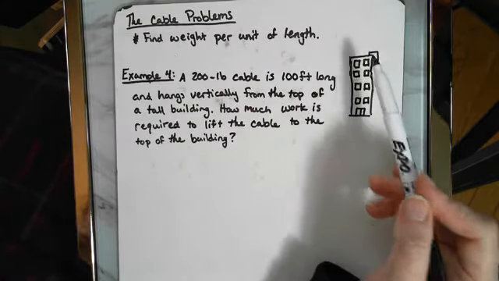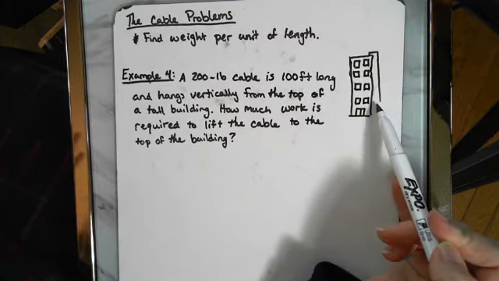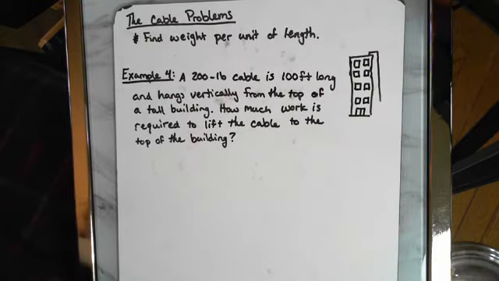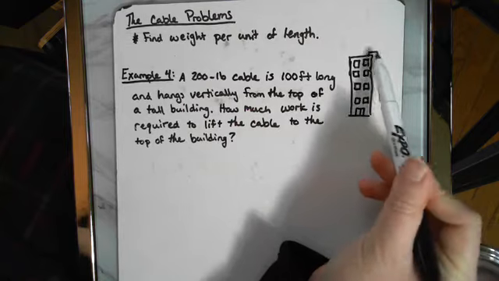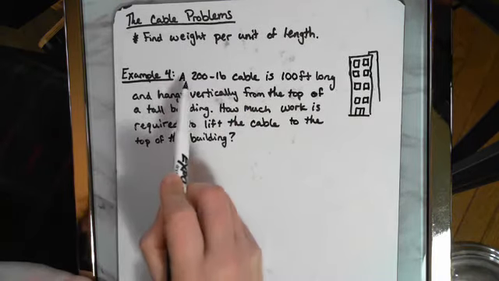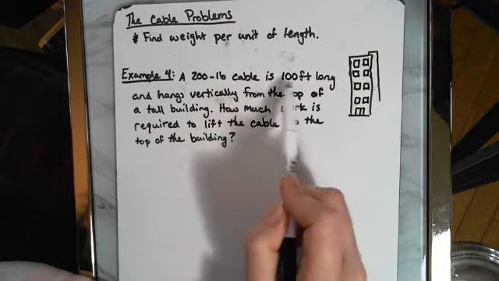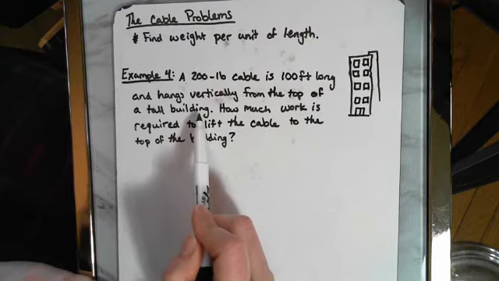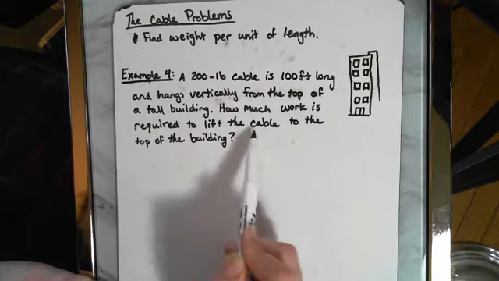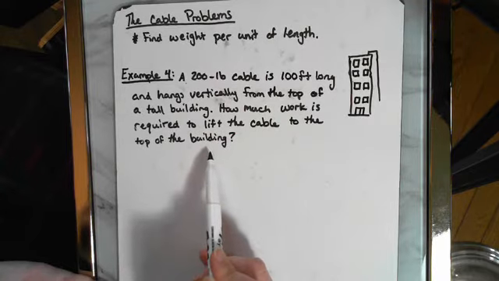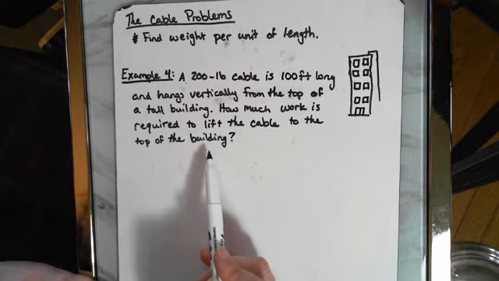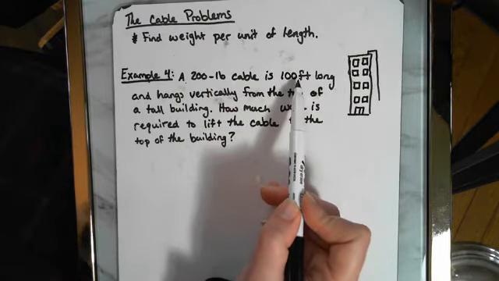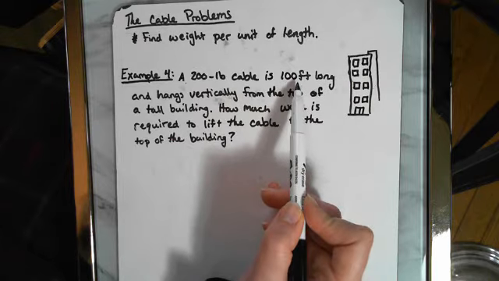So generally what they're going to do is they're going to have a cable suspended over the edge of a building. For some odd reason, they do that. And then they're going to ask you to find the amount of work to reel it in to the top. So in this example, I have a 200-pound cable that is 100 feet long and hanging vertically from the top of a tall building. How much work is required to lift the cable to the top of the building? Okay, so step one in this is finding the weight per unit of length. Now, notice we're in pounds and feet. That's good. So my units are correct. And you always should check that before you start a question.